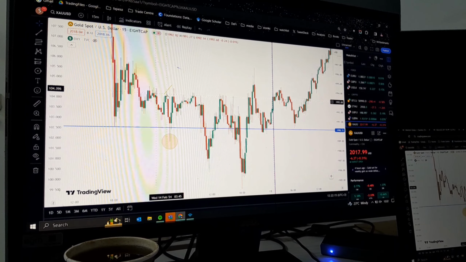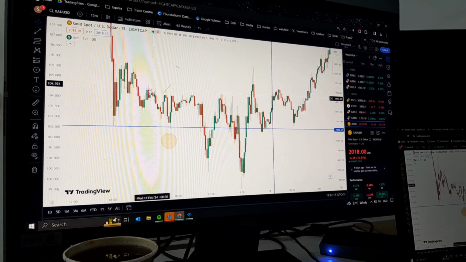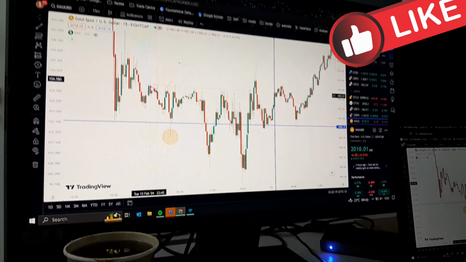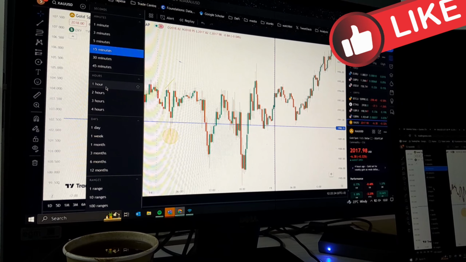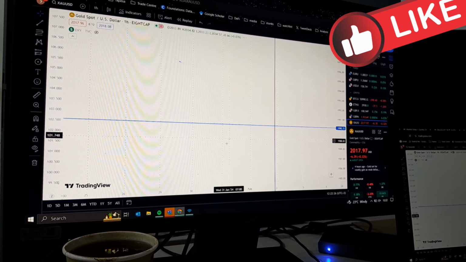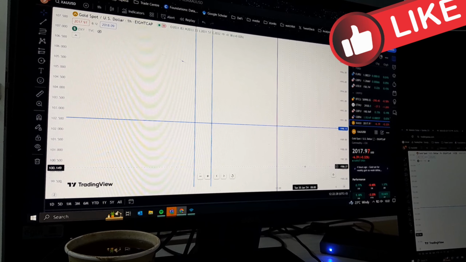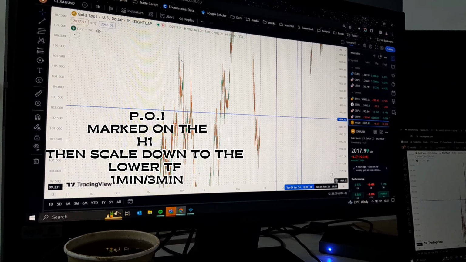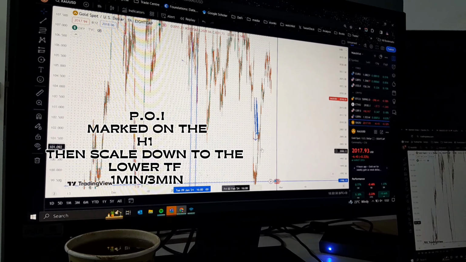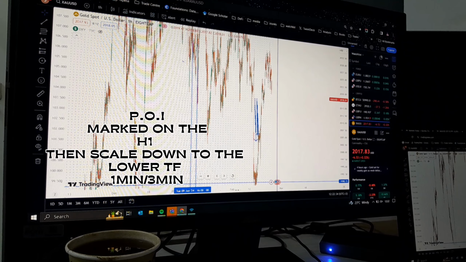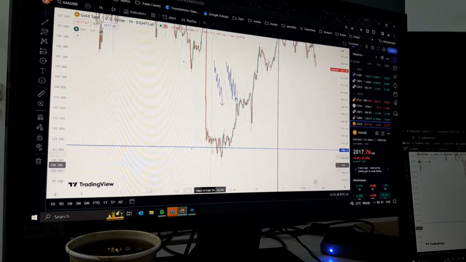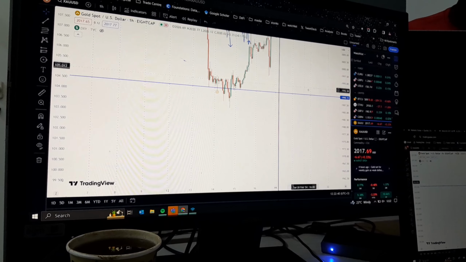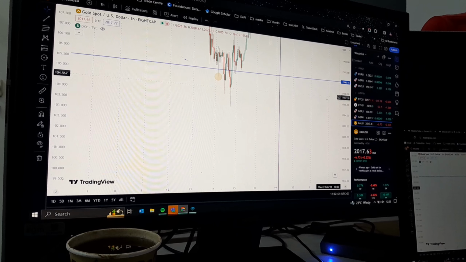Once our inducement is taken out, we look for a POI above these highs. Our POI, we mark it on the 1 hour time frame.